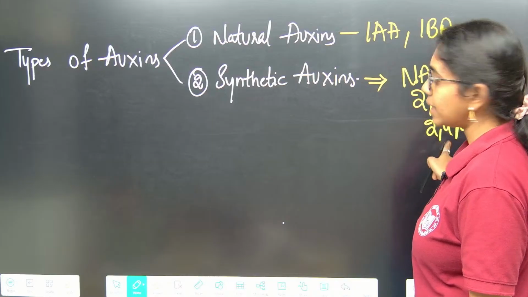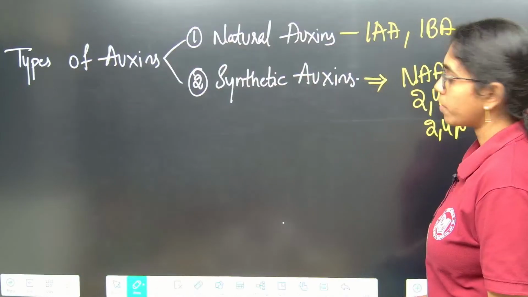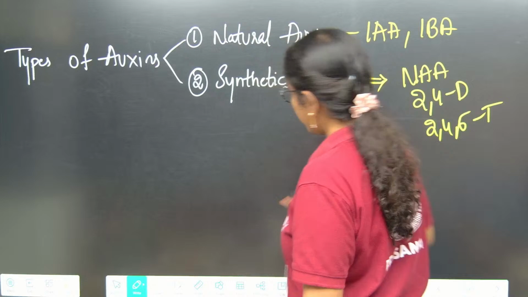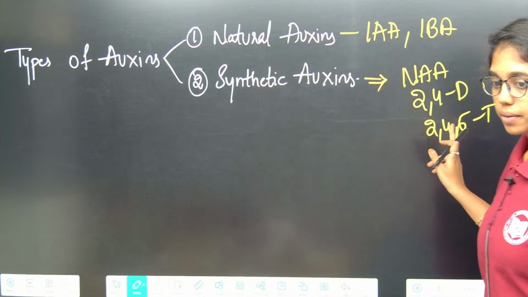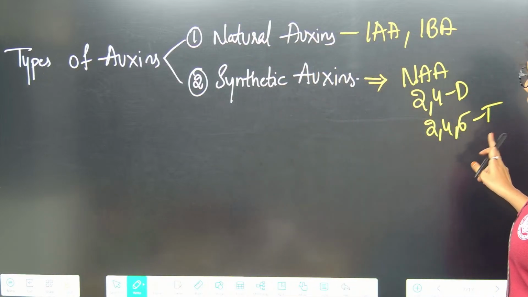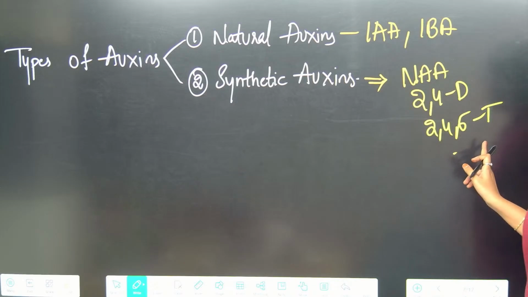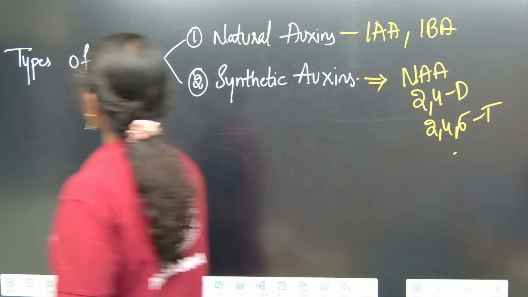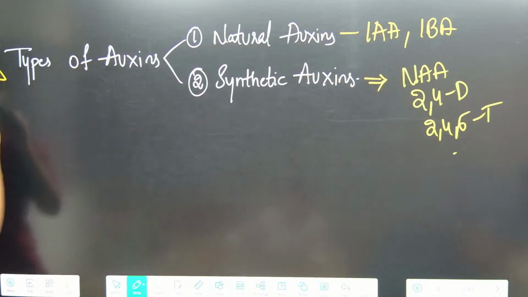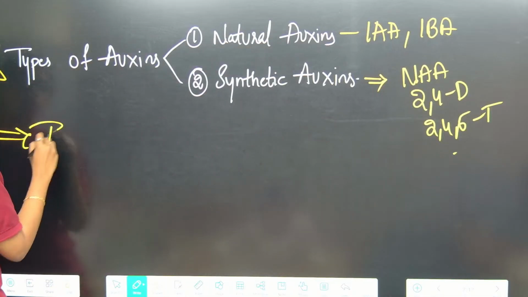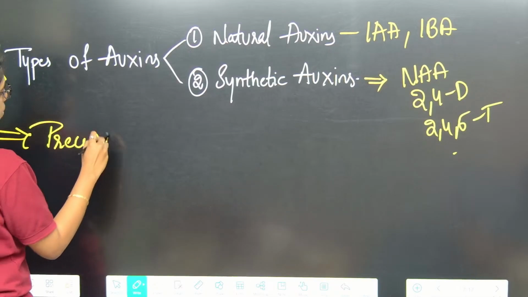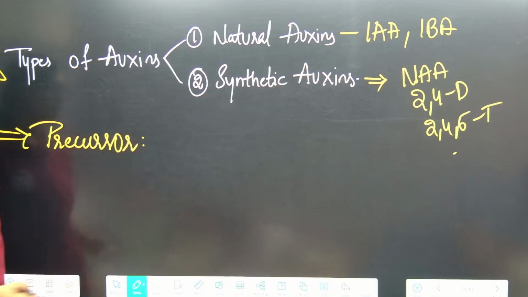2,4,5-trichlorophenoxyacetic acid. These are the synthetic auxins. Fine? 2,4-dichlorophenoxyacetic acid. Okay, this is 2,4,5-trichlorophenoxyacetic acid. These are the types of auxins. Now, the precursor of auxin. What is the precursor of auxin?